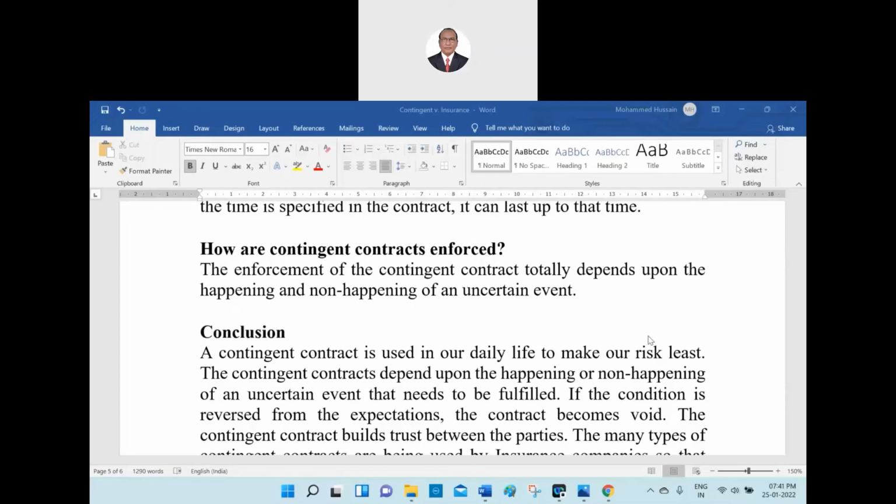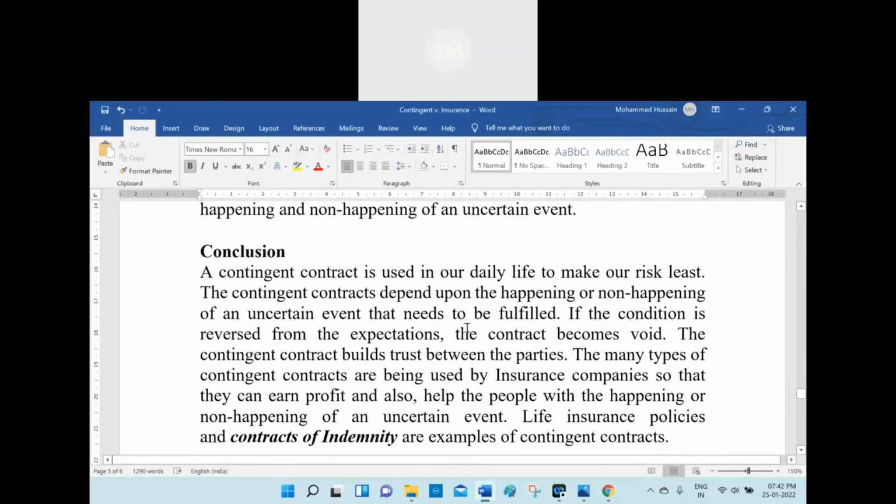So my point here clearly says: a contingent contract always depends upon doing a particular thing or not doing a particular thing, or any occurrence happening or not happening. Suppose such occurrence becomes impossible, then such contract is void. Is it clear? Yes, sir. Okay. A conclusion.